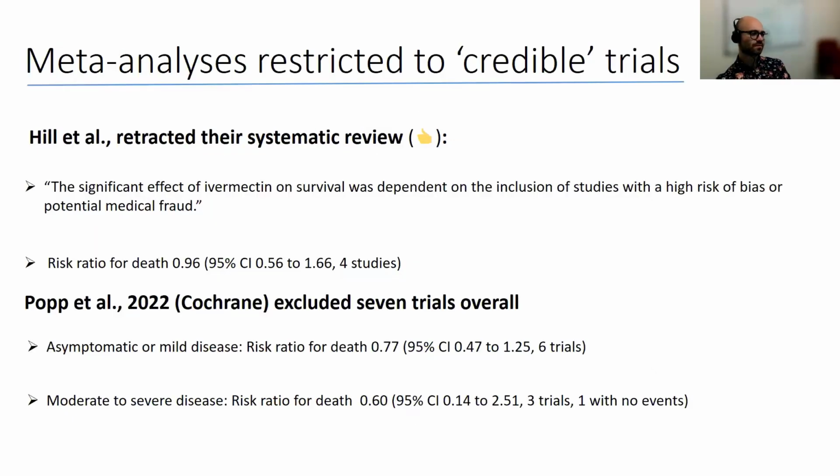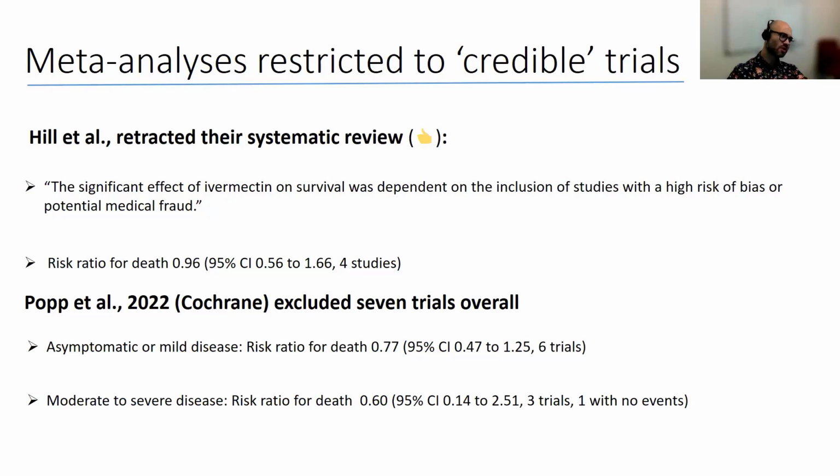So what happens if we do some meta-analysis restricted to trials which are, in some sense, more credible? The second systematic review I showed you on the previous slide, from Hill and colleagues, was retracted. That's good, that's the right thing to do, I think. They said the significant effect of ivermectin on survival was dependent on the inclusion of studies with a high risk of bias or potential medical fraud. When they removed those studies, you can see the confidence interval is complete uncertainty. We have no idea if ivermectin helps, harms, or does nothing at all.